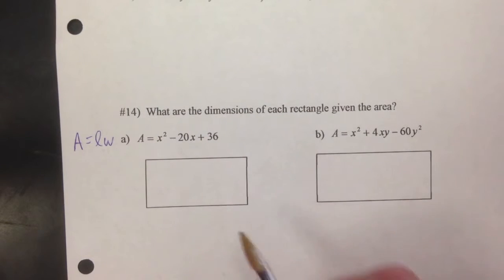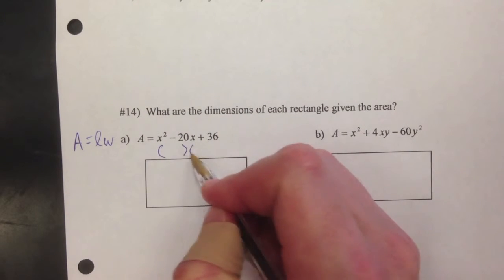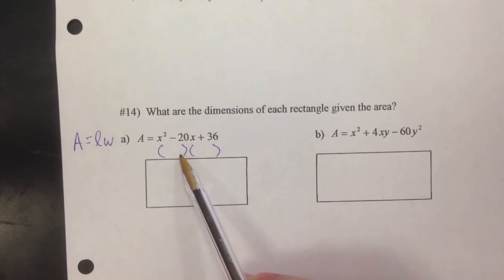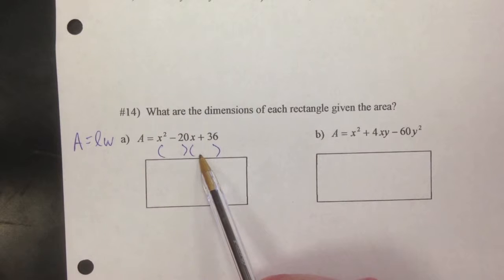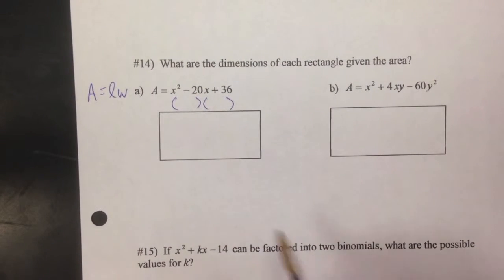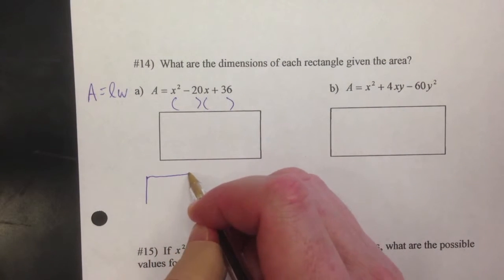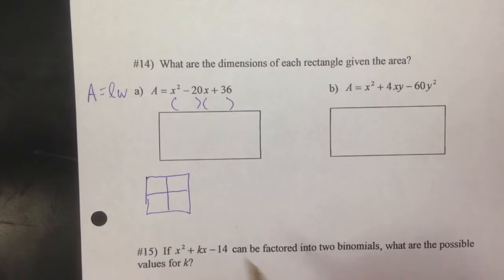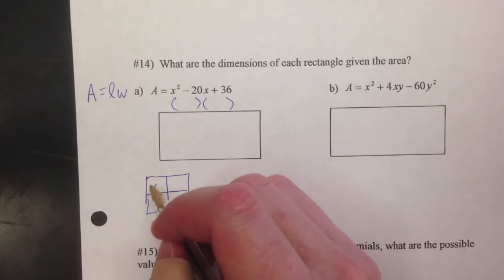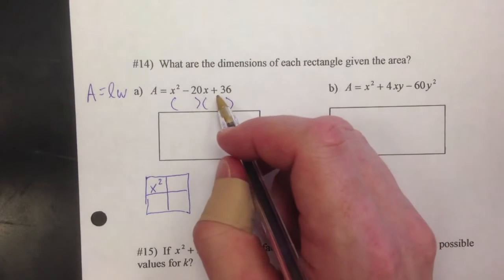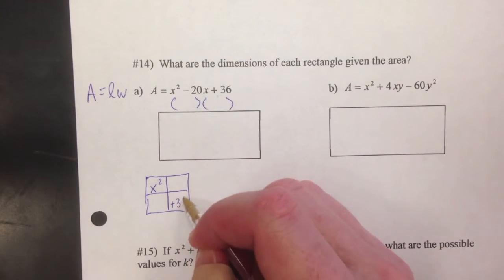Well, to do that, if we could factor this, if we could get a binomial times a binomial, one of these would be length and one of these would be width, and we'd have our answer. All right, so let's go ahead and do this. And we'll start by, I like to set up a box, just like we were doing yesterday. So we'll set up a box. Now in the top left square, we're going to put x squared. And then in the bottom right corner, we're going to put the constant, which is positive 36.